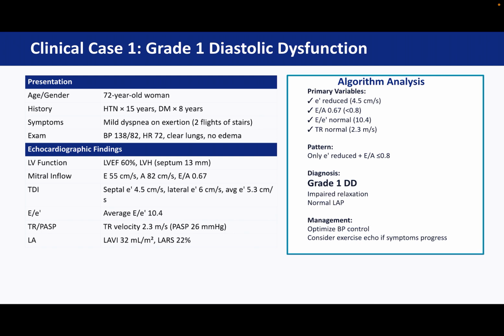Pattern: only E prime is reduced, and the E to A ratio is less than 0.8. This is the classical impaired relaxation pattern. Grade 1 supplemental parameters to confirm: left atrial reservoir strain 22, which is normal. LAVI 32, which is normal, all consistent with normal left atrial pressure. Diagnosis: grade 1 diastolic dysfunction or impaired relaxation with normal left atrial pressure.